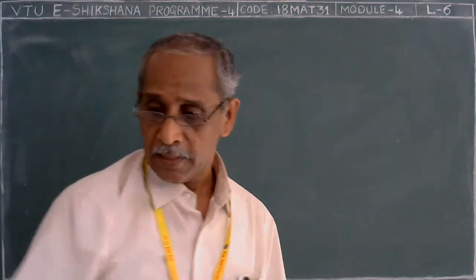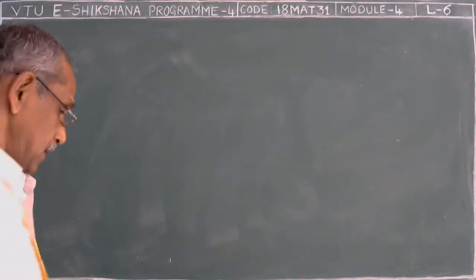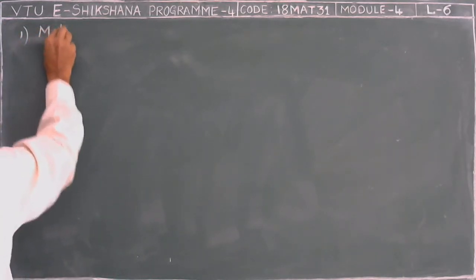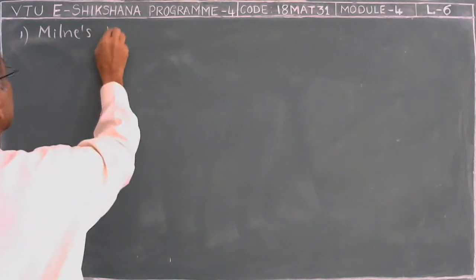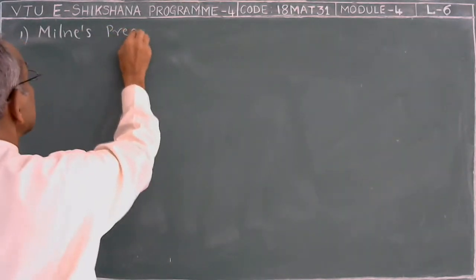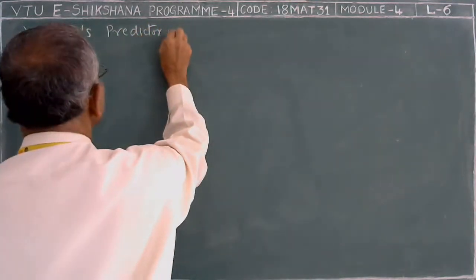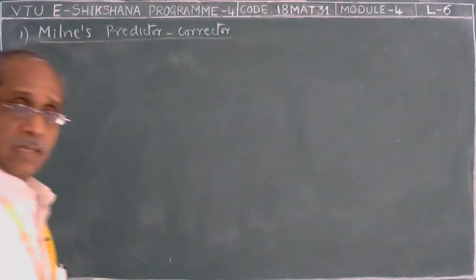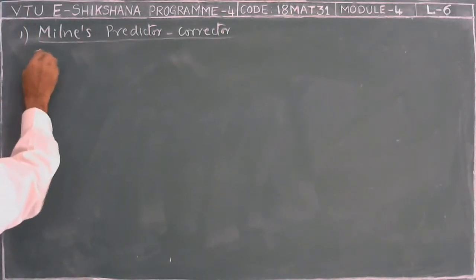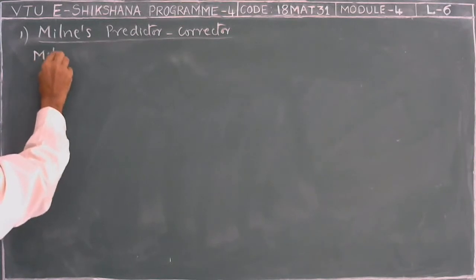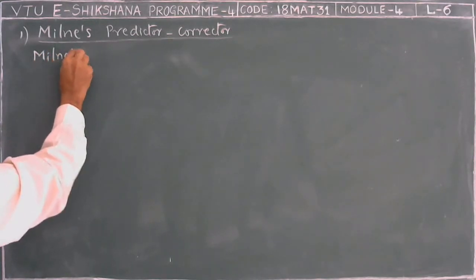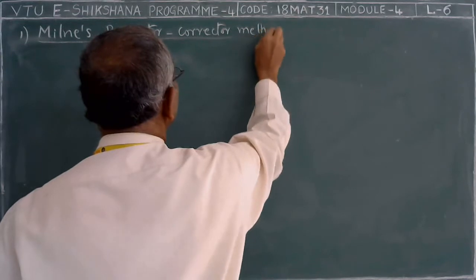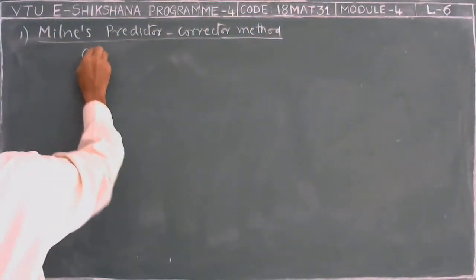But let me consider Milne's method, first multi-step method. Milne's predictor corrector method, or simply Milne's method. So first we predict the value, that is Milne's predictor formula. Corrector method used to solve differential equation of the form.